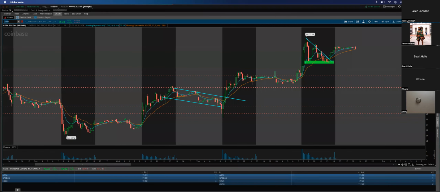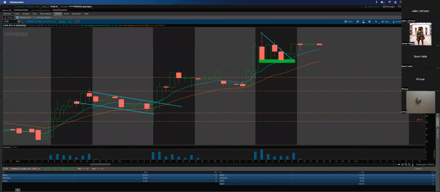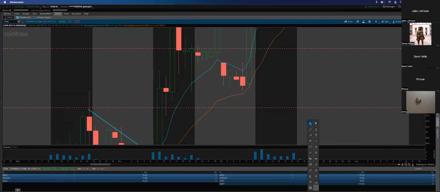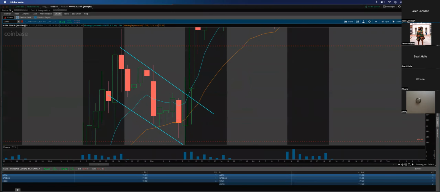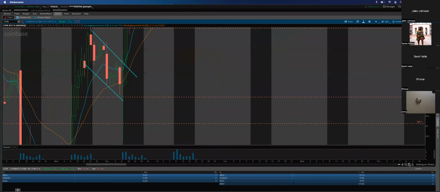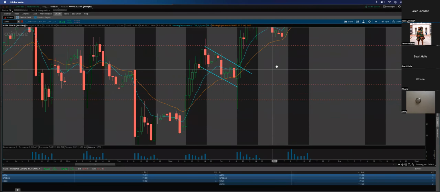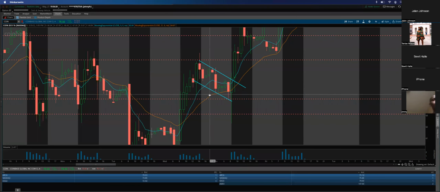Okay, so let me show you the trade that I took on Coin yesterday. All right, so right here, what pattern is this? A bull flag, right? So my target was what?